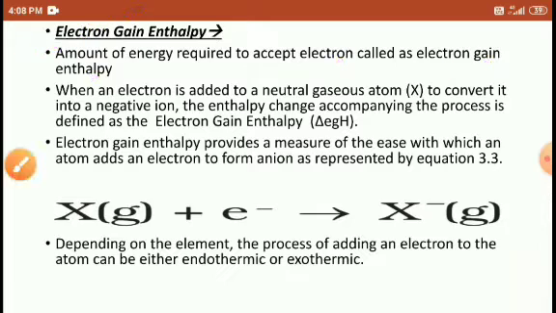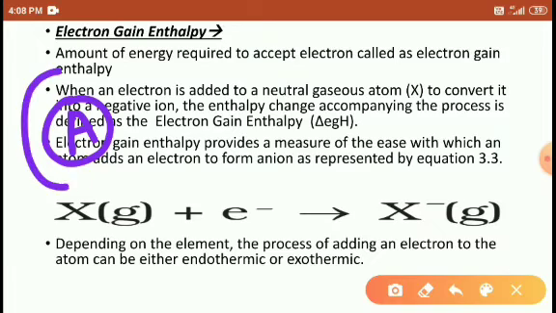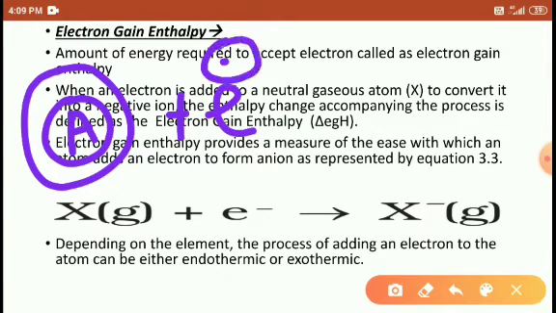Right, students, for example, A is the atom. In this A atom, A is a neutral atom, right? So it requires energy to accept an electron into its outermost orbit. Atoms require energy to adjust this electron into their outermost orbit or outermost shell.